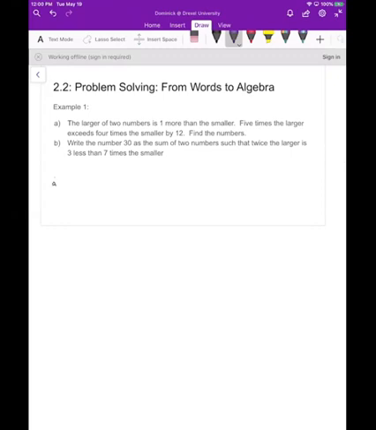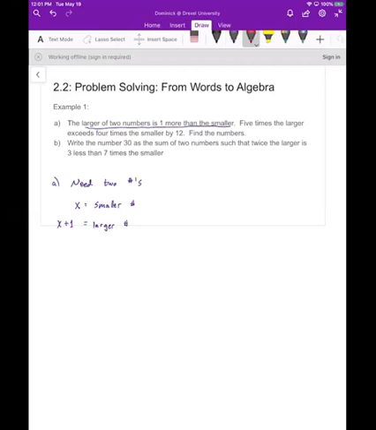So in part A, we need to find two numbers, right? And we're just going to call X the smaller number, let's say. All right. Well, what's the larger number in terms of X? Well, we're told that the larger of two numbers is one more than the smaller. So the larger number is X plus 1. All right. What else do we know?